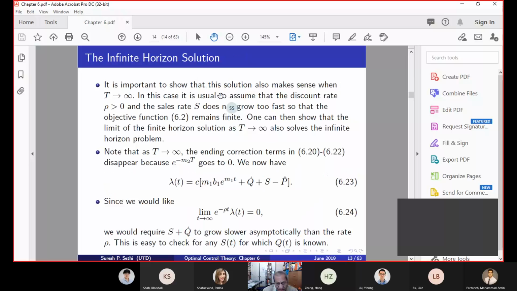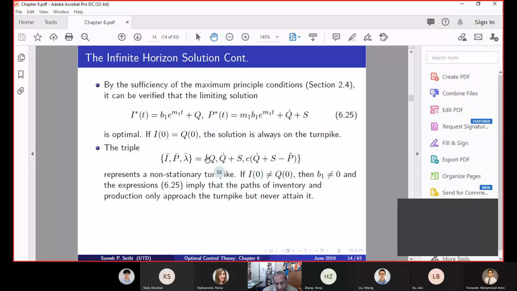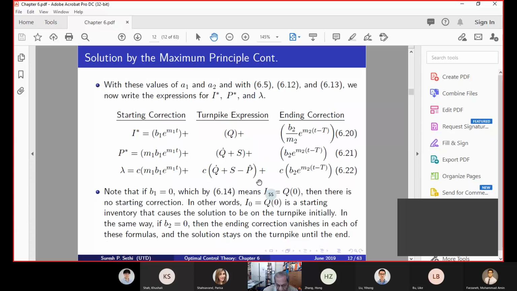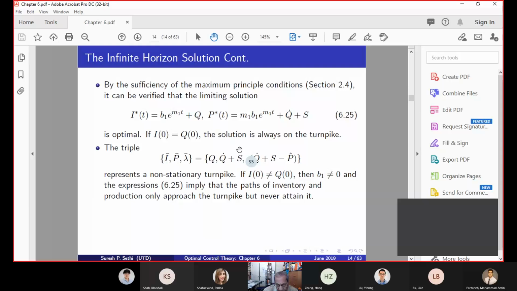And so once you have that, we have a sufficiency of the maximum principle, and the sufficiency of the maximum principle allows us to say that this is an optimal solution. So the optimal solution is given by this. Now, we can also find what the turnpike is. The turnpike is I bar, P bar, Q, lambda bar, which is Q. And P bar is Q dot plus S, because these quantities are going to 0. Also for lambda, we can say this goes to 0, so this is your turnpike for lambda. So I have this turnpike.